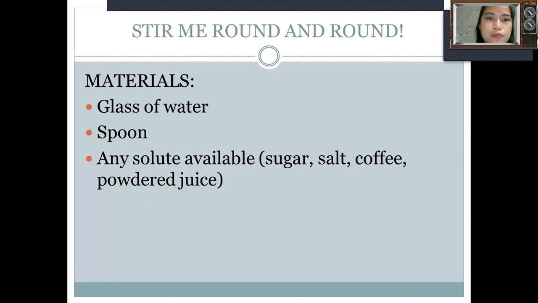So the materials that you're going to use are usually available at your home. The title of this experiment is Stir Me Round and Round. Materials: a glass of water, a spoon, any solute available, which is sugar, salt, coffee, or powdered juice, or milk, if you have it also.